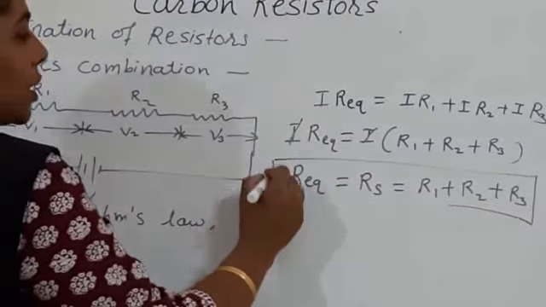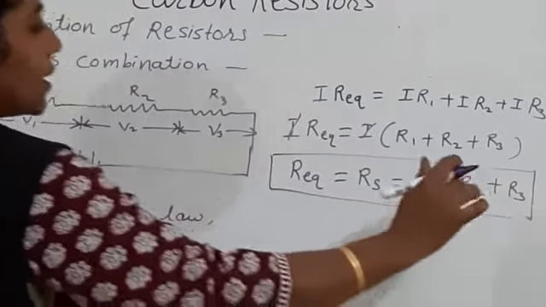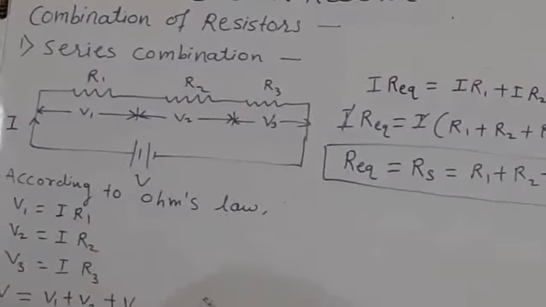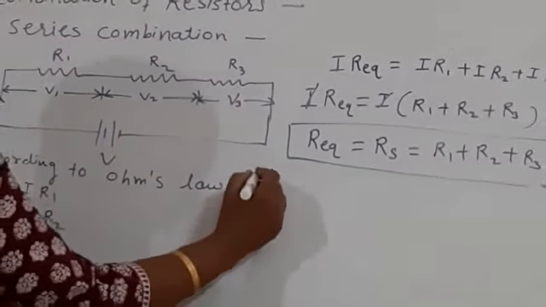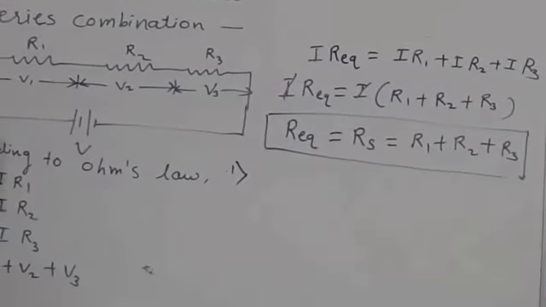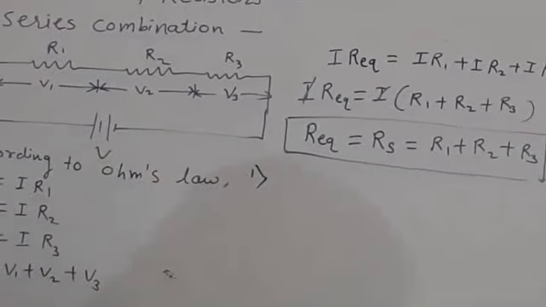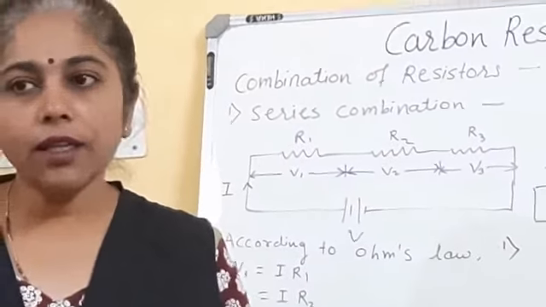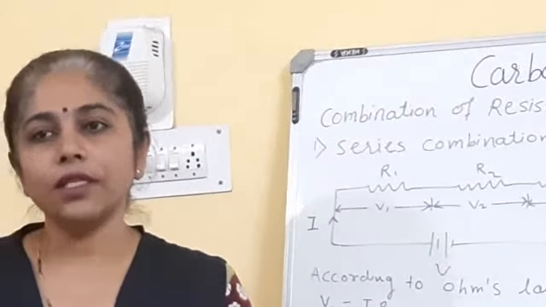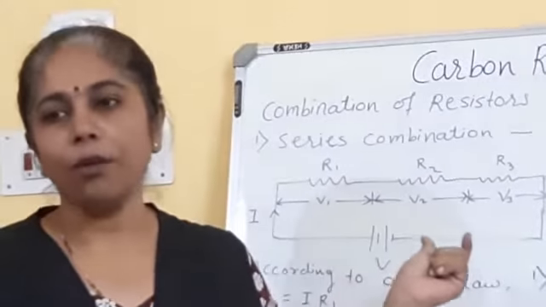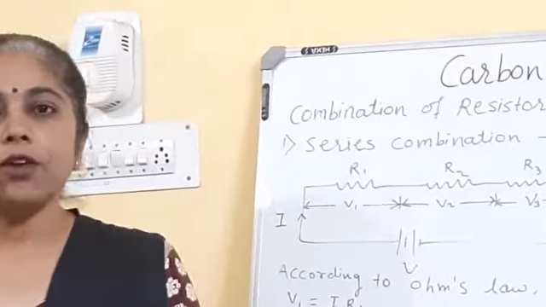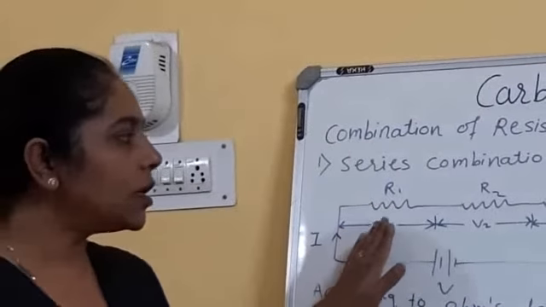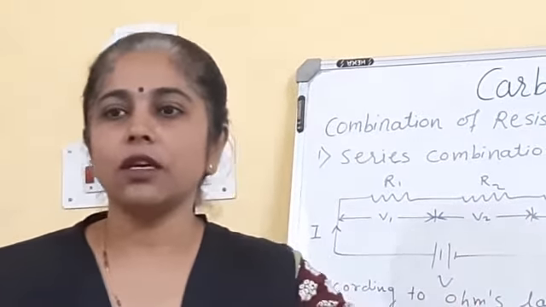So what does it show? It shows that when the resistors are connected in series, the effective resistance increases. So write the note points. First note point: when the resistors are connected in series, the effective resistance increases, and it is greater than the greatest value of resistor in the given combination. Second note point: when the resistors are connected in series, the current through each resistor is the same.